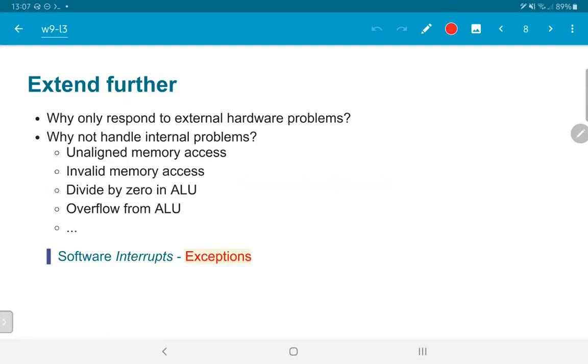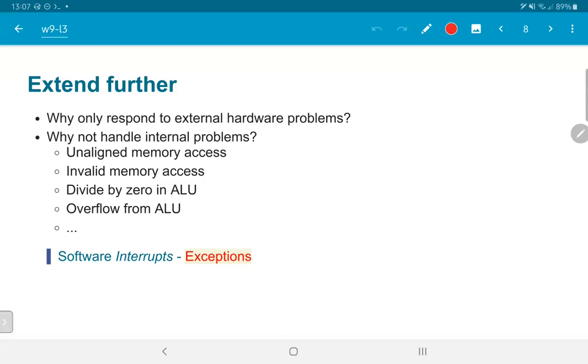Now, this idea of interrupts, once we bring it in, can also be extended further. Why should we only respond to external hardware problems? What about internal problems? Examples of internal problems are unaligned memory accesses, invalid memory accesses, by which I mean access to a memory location that does not have a memory or peripheral mapped onto it, problems such as a divide by zero operation inside an ALU, in the case where the ALU, of course, is capable of performing divisions, or possibly even something as simple as an overflow from the ALU. How should it be treated?